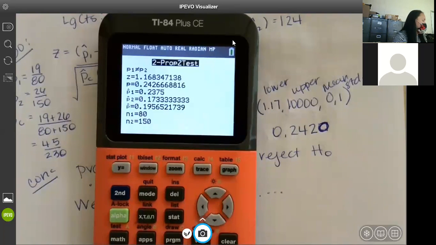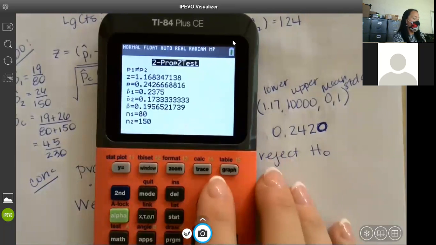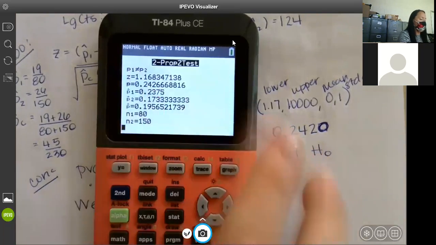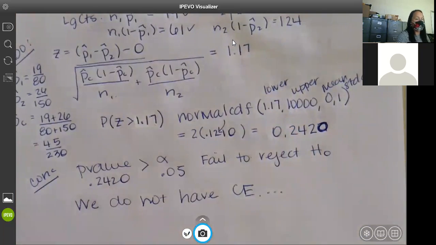There's your Z of 1.17. And then your p-value 0.2426. There's where my 7 came from. You guys see that? So this is a more accurate number because it doesn't round where I rounded in my problem. All right. And then again, we picked not equal to because it was a two-sided. So then you see your p hat 1, your p hat 2, and then there's your p hat combined. So just so you know, everything's in there. Good? Yes? All right. So again, that gives you your p-value so you can fail to reject H sub O.